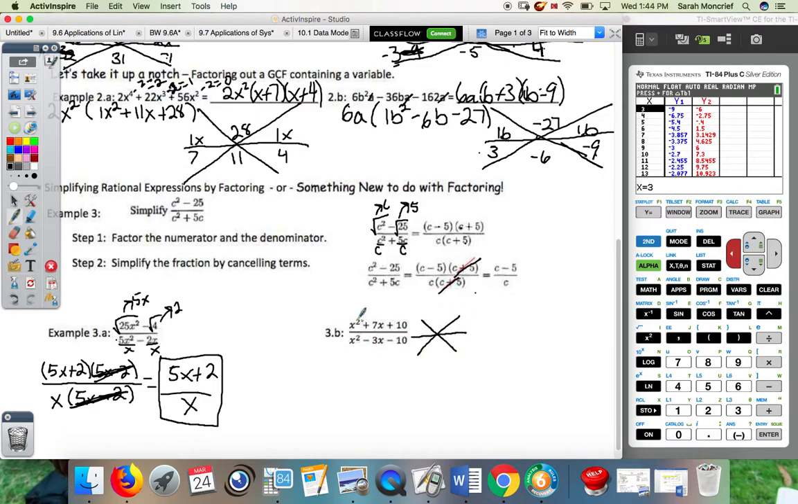So what's going to go on the top? 1 times 10, which is just 10. And then the bottom will have 7 and 1x and 1x. What are numbers that will multiply to get me 10 and add to get me 7? Those would be 5 and 2. Again, you can put it in the calculator to figure that out. And my numerator factored out is going to be x plus 5 times x plus 2.